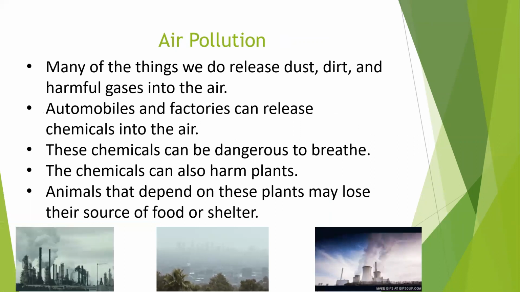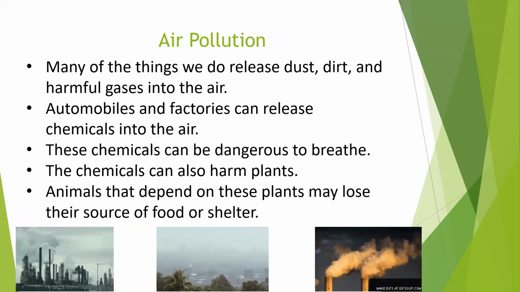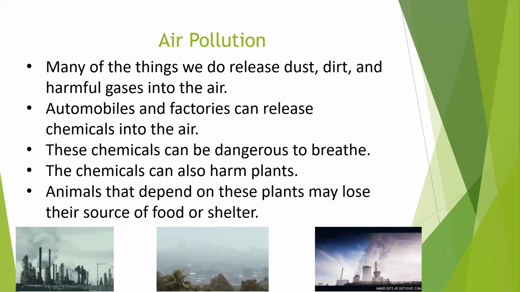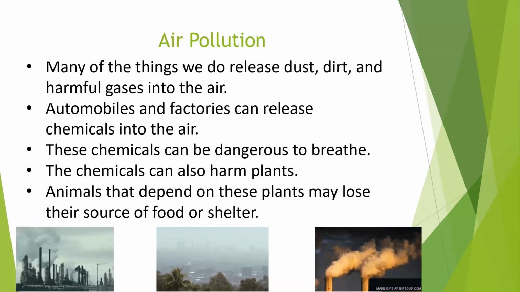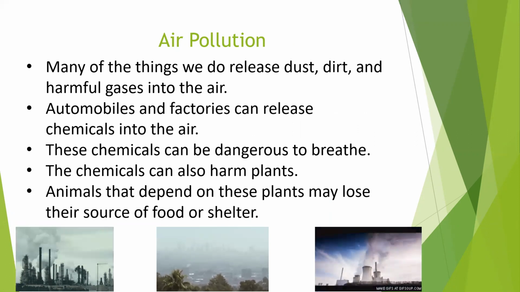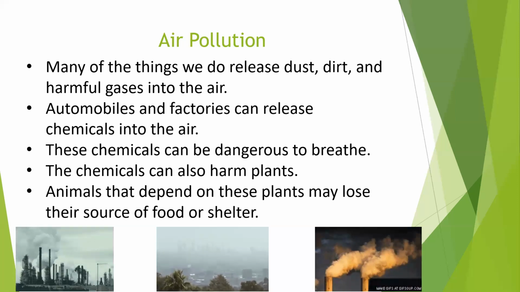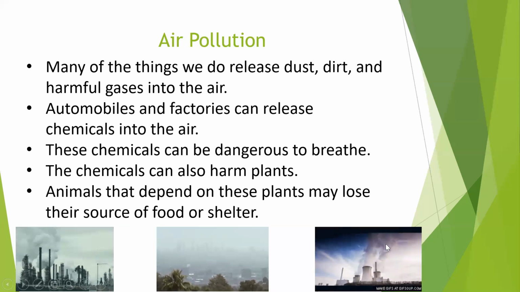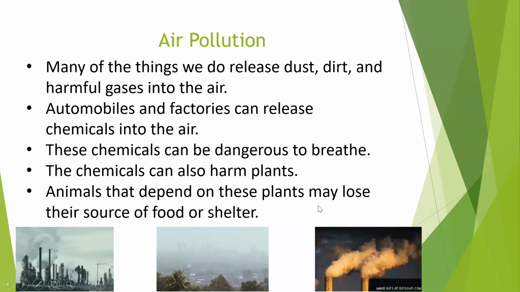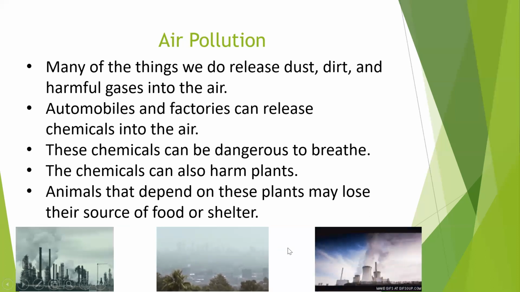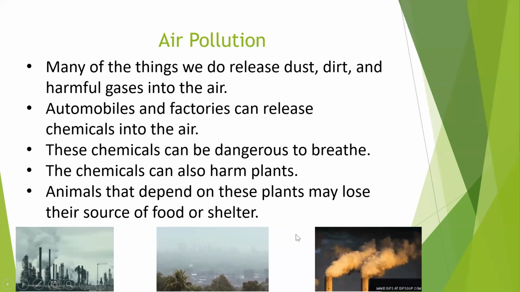So many of the things we do release dirt and harmful gases into the air. Automobiles and factories can release chemicals into the air, just like you see down there. These chemicals can be dangerous to breathe. These chemicals can also harm plants. Animals that depend on these plants may lose their source of food or shelter. And so you've got a couple of examples of air pollution. You have these factories that are just blowing clouds of smoke up. What that smoke is, I don't know. And then, if I'm not mistaken, this is in California. You actually see the pollution in the air. If I'm not mistaken, it's called smog.